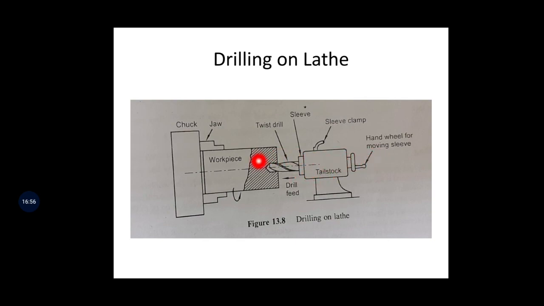When you rotate this workpiece at a particular RPM, you have to give the drilling feed in this direction. The drill bit is not rotating, only the workpiece is rotating, so the drill bit just advances into the workpiece. Thereby you will get a hole on the workpiece. So this is a drilling operation. Drilling is the operation of making a hole, and it is best performed on a drilling machine.